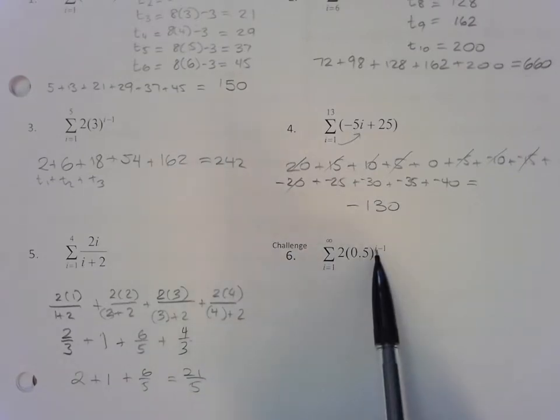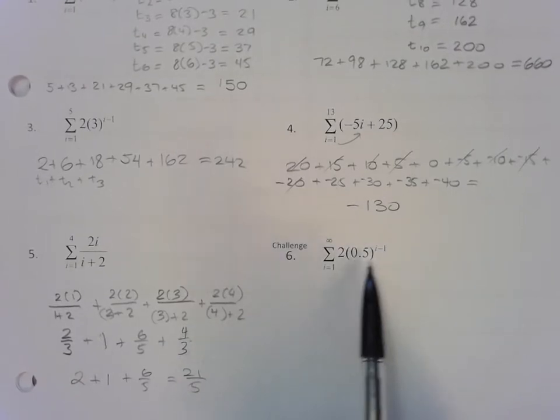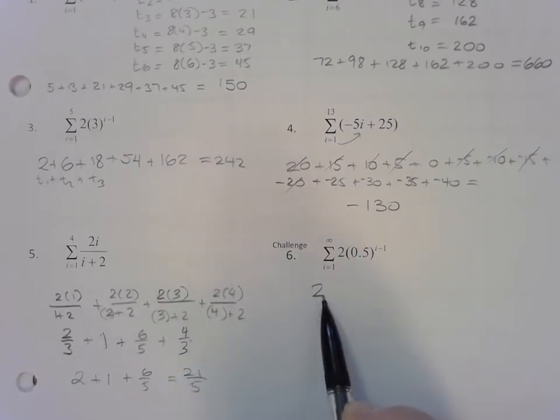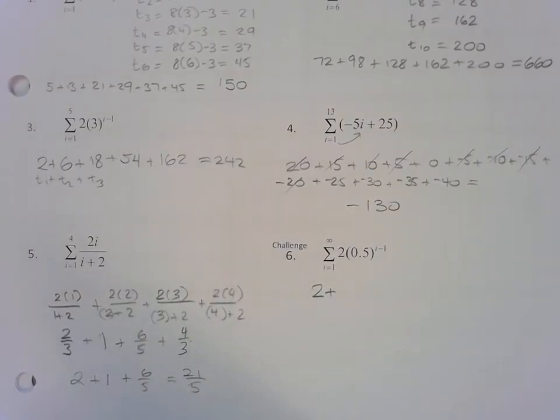Put in the value of 1 for the value of your index. 1 take away 1 is 0. Any non-zero base to the 0 is 1. And 2 times 1 is 2. The very first term in the series is a 2. So if this only had one term, the sum would just be 2.